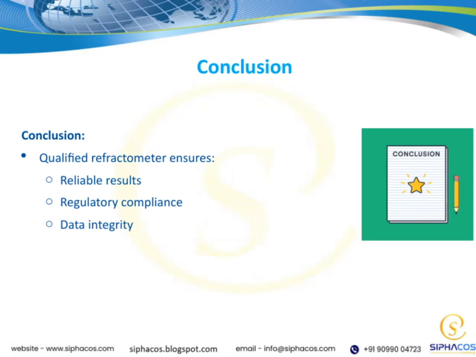Let's wrap up with the key takeaway from this presentation. A qualified refractometer plays a crucial role in ensuring reliable results, which means you can trust the data you're getting. It also helps maintain regulatory compliance, making sure your processes meet industry standards and legal requirements. And of course, it safeguards data integrity, so the information you rely on stays accurate and unaltered. In essence, choosing the right refractometer isn't just about measurement. It's about supporting quality, compliance, and trust in your operations. This ties back to our overall theme of precision and reliability in your testing processes.